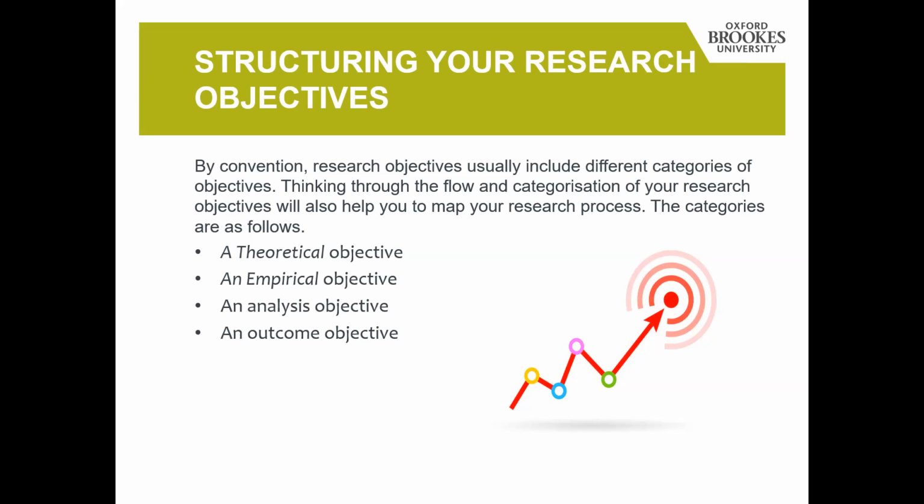So we've identified 4 different categories of research objectives. They are a theoretical objective, an empirical objective, an analysis objective, and an outcome objective. And these are going to get you on target in terms of the way in which your research progresses. So what I'm going to do is go through each of these and give you lots of examples of how previous students have tried to incorporate this particular model of developing research objectives.